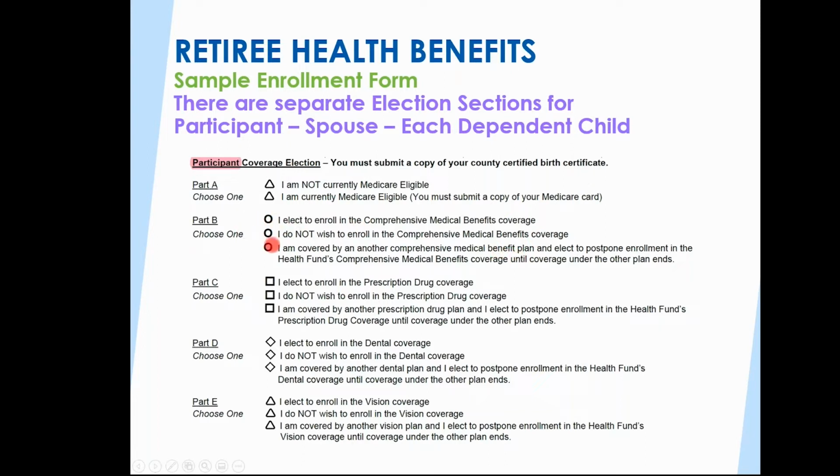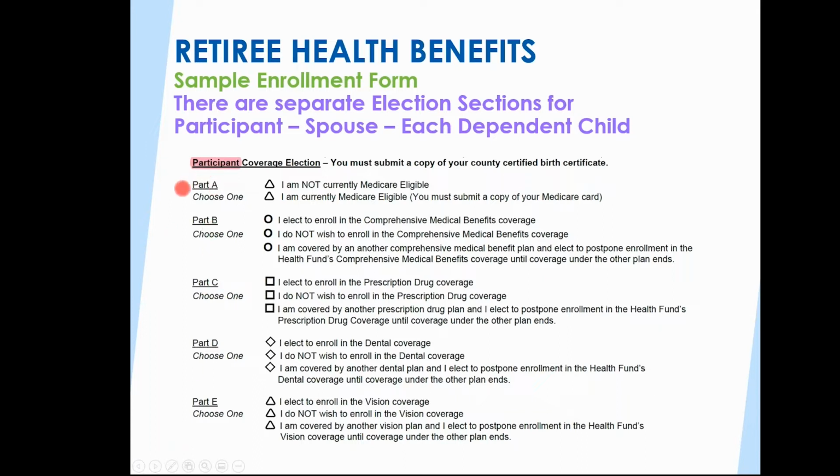That is a separate choice from prescription drug coverage. The prescription drug coverage is the squares. And that is a separate choice from dental, which are the diamonds. And that is a separate choice here from vision. Okay, so all four, Blue Cross Blue Shield, prescription, dental, and vision, they are independent elections.